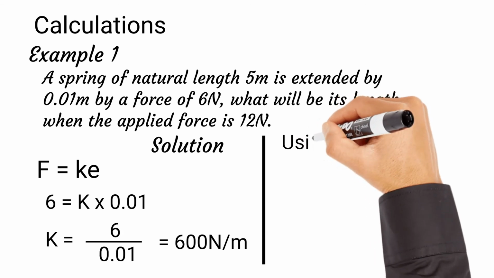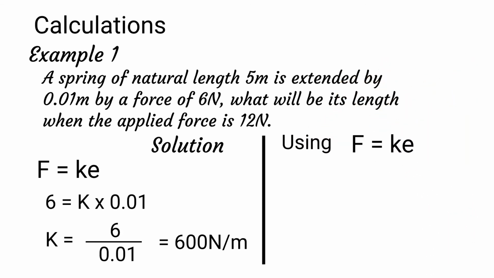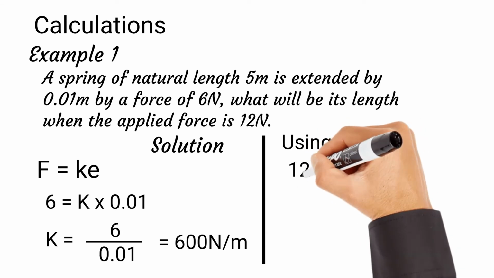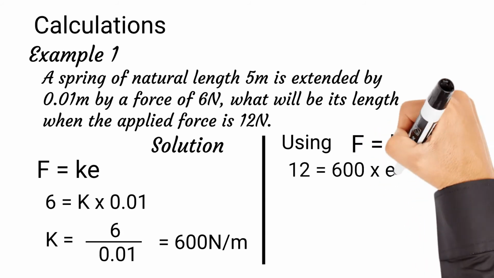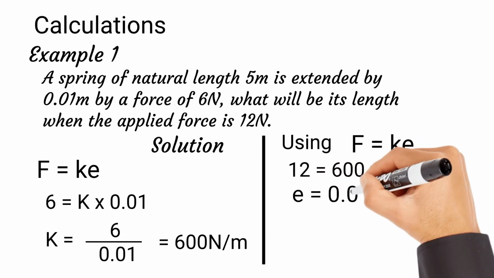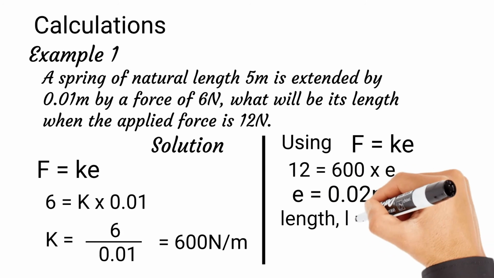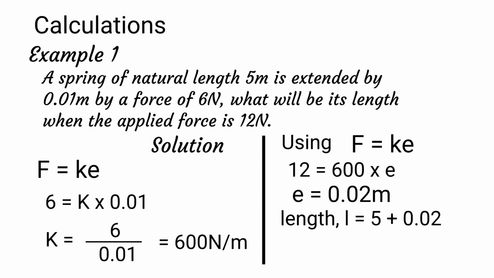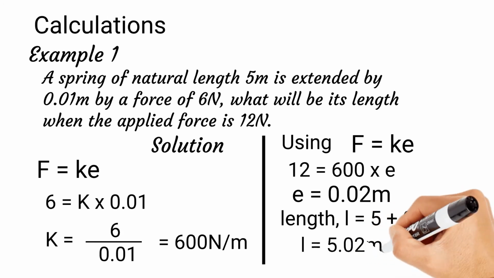Using F equals Ke again, this time our force will be 12, and K is 600. We're looking for the extension E. Divide and make E the subject. We have 12 over 600, which will give us 0.02. Therefore, our length will now be 5, the original length, plus 0.02, which will give us 5.02 meters.